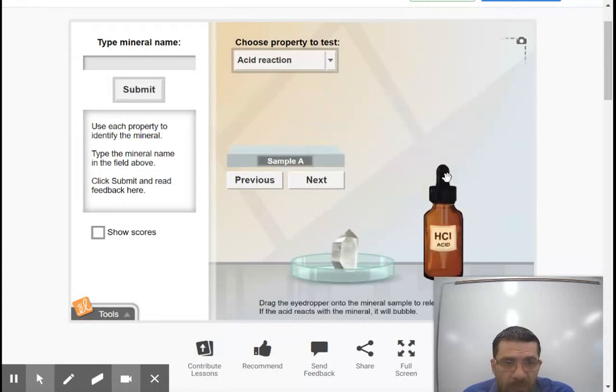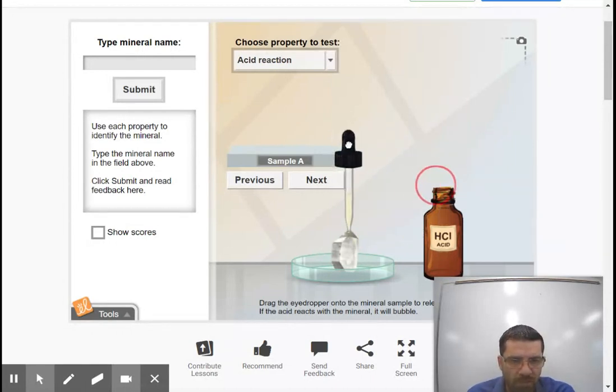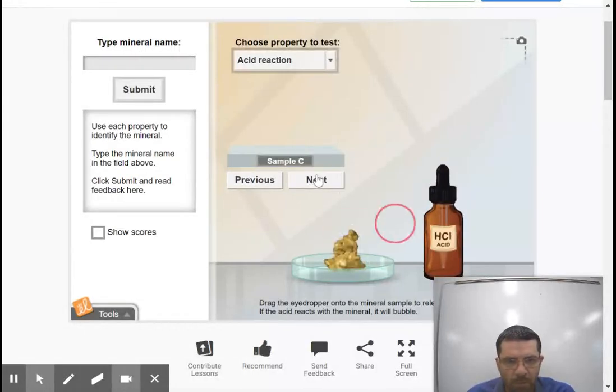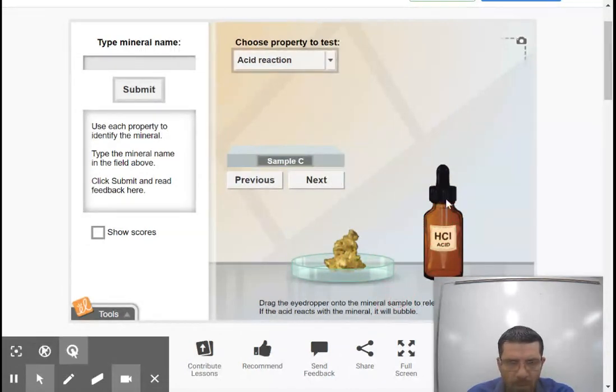Acid reaction, does it react to acid? This is like the property of magnetism. This is one of the special properties. So I take the hydrochloric acid, drop a little bit on there. You don't see any fizzing, so it's not reactive to acid. All right. So if I were to try a different mineral, see if I can find one that would react. I don't know if this will. Whoops. All right. So that didn't react either.